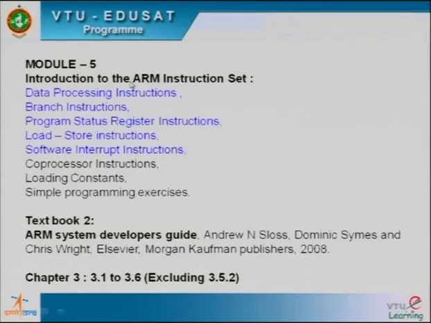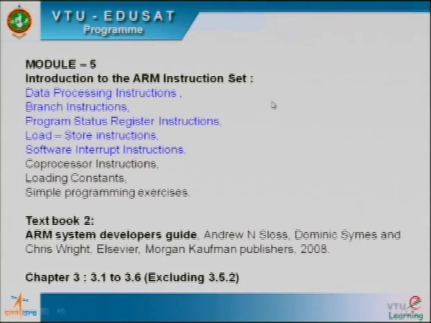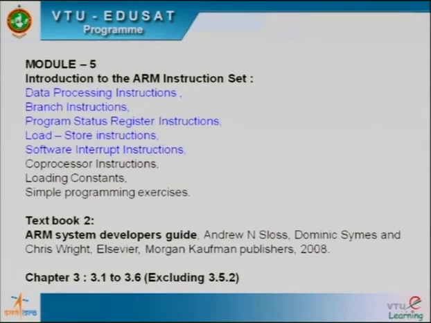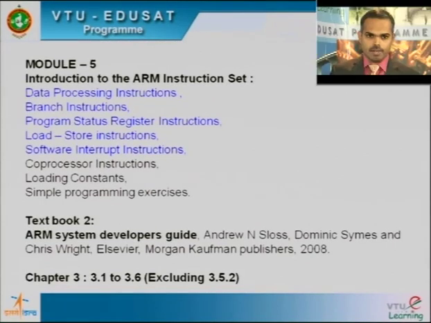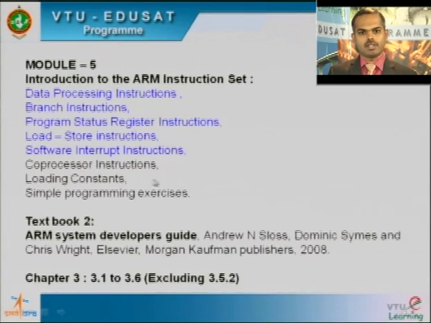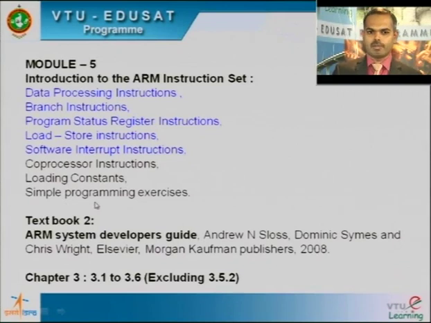Let's see the syllabus again. This is module 5, Introduction to ARM Instruction Set. In that: data processing instructions, branch instructions, program status register instructions, load store instructions, software interrupt instructions. Till here we have covered in the last class. Today we need to cover coprocessor instructions, loading constants, and, if time permits, a simple programming exercise on these instructions. For this, textbook 2 mentioned in the syllabus, from chapter 3.